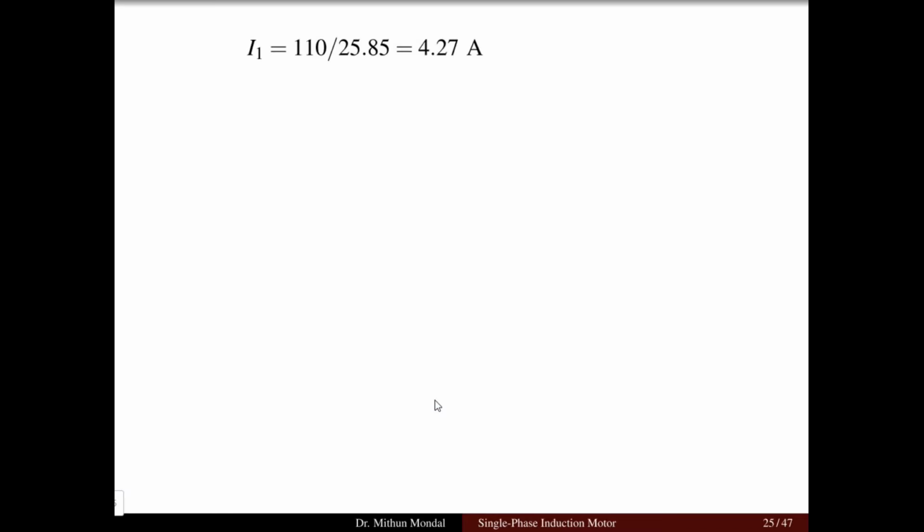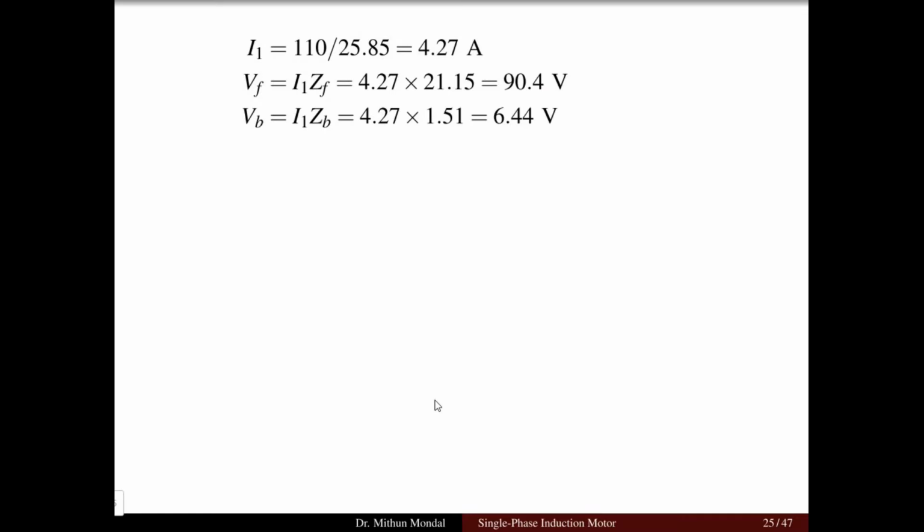Now, having known the total impedance, magnitude and the phase, we can obtain the current. Current is nothing but voltage divided by the impedance, Z01. We get 4.27 ampere as the magnitude of the current. Similarly, we can obtain the voltage of the forward field. It is I1 multiplied with the forward impedance magnitude, which comes to 90.4 volt. The same calculation we can do for the backward field, which is the product of I1 into ZB, the backward impedance. So that is 6.44 volt.